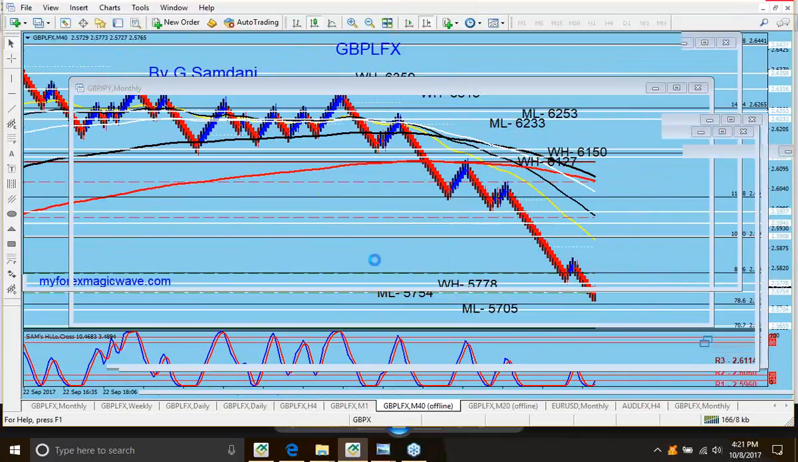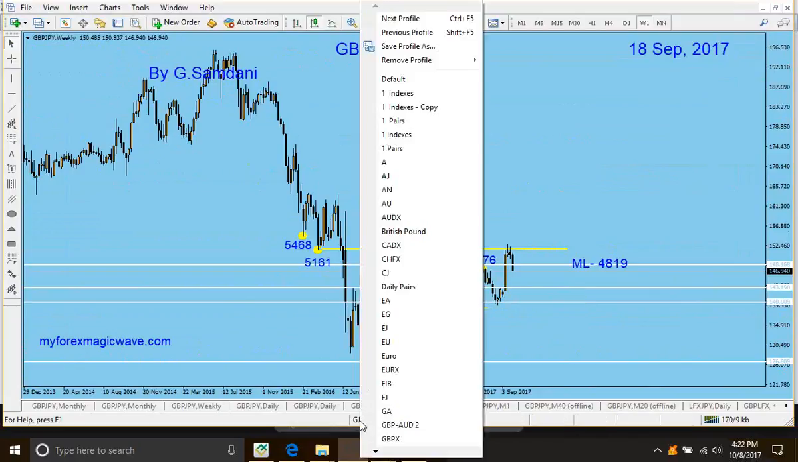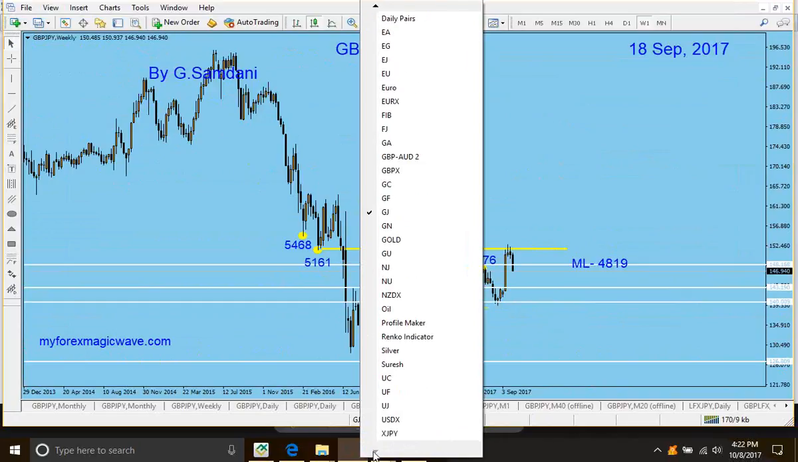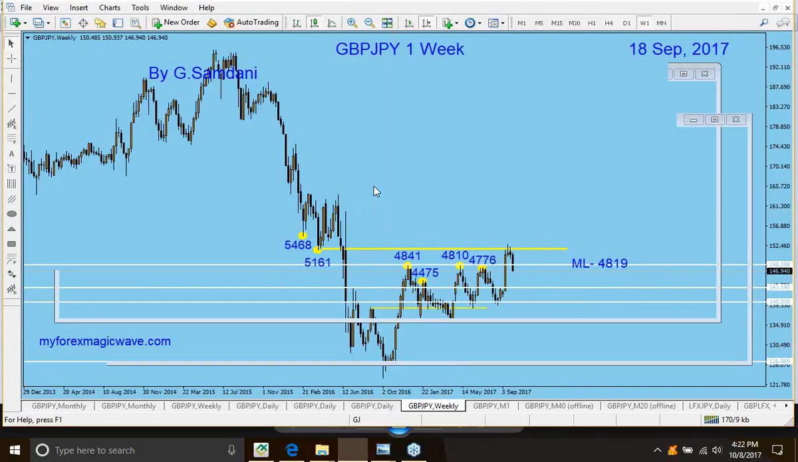I had a couple of very big trades in pound yen last week, all courtesy of pound, right? Pound yen went from 51.61 back to 47.76 right now, and it looks like the candle is very powerful. This is pound yen. I was supposed to open pound index. So yeah, pound index again.